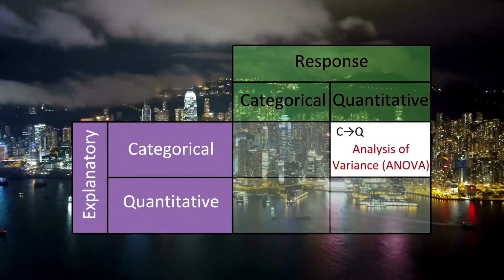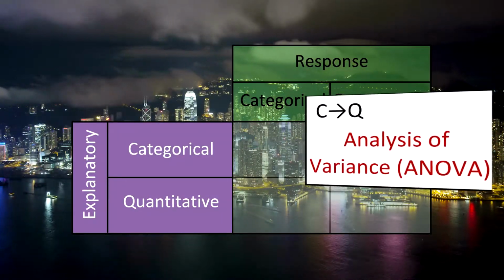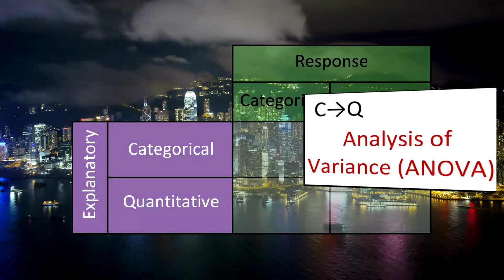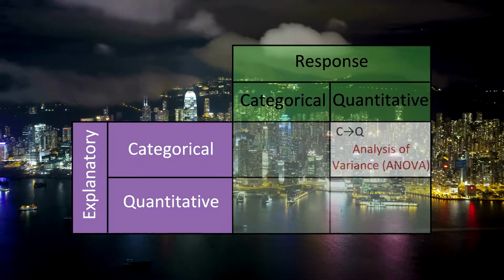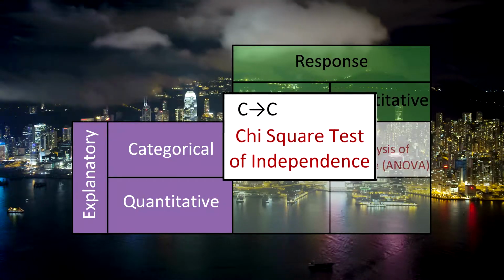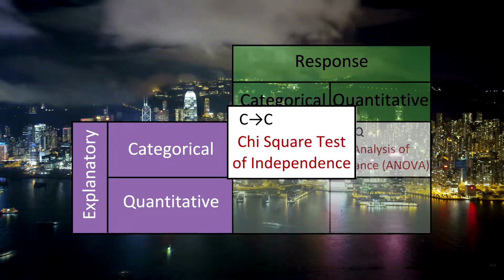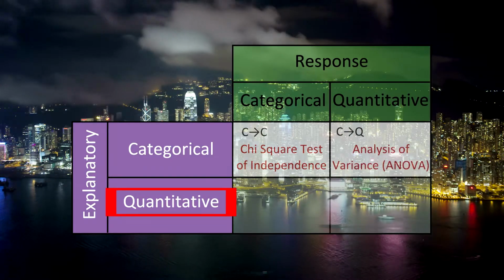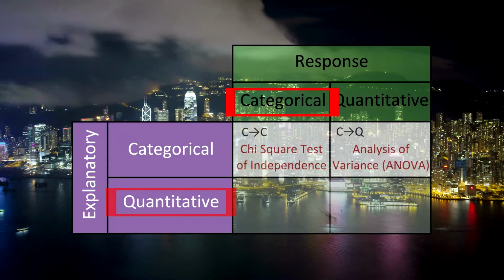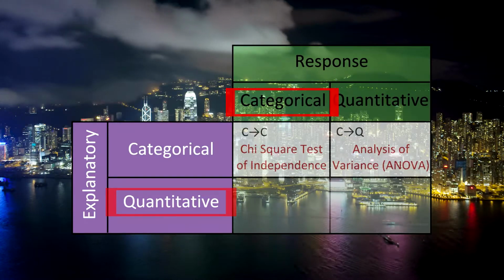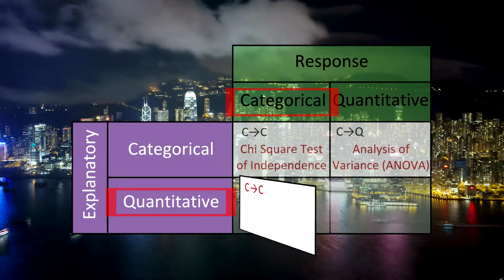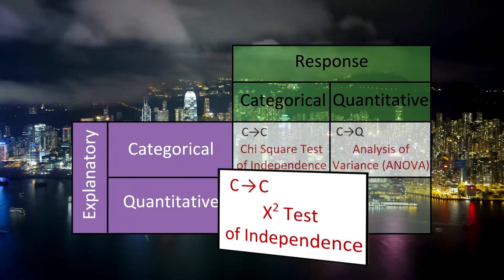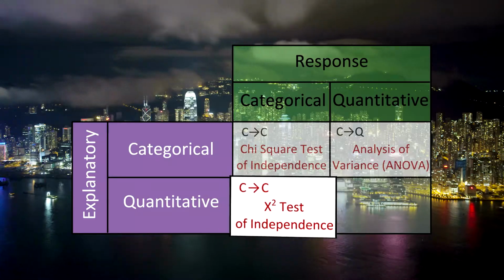Analysis of variance examines the relationship between a categorical explanatory variable and a quantitative response variable, and was the first inferential tool we looked at. The chi-square test of independence is an inferential tool which examines the relationship between two categorical variables. If you have a quantitative explanatory variable and a categorical response variable, for the purpose of this course, we encourage you to categorize the quantitative explanatory variable and use the chi-square test of independence to examine this type of association.